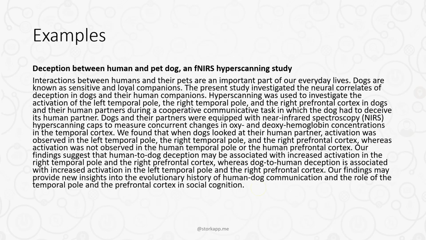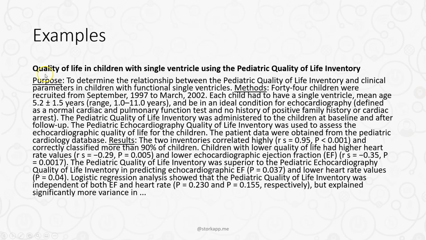Okay, next example. The input is quality of life in children with single ventricle using the pediatric quality of life inventory. So this is what AI wrote. It has purpose, it has method, and you can see the method is very concrete and detailed: 44 children, age, and what they do, etc. And also result. Correlation, like even R-square, p-value, etc.